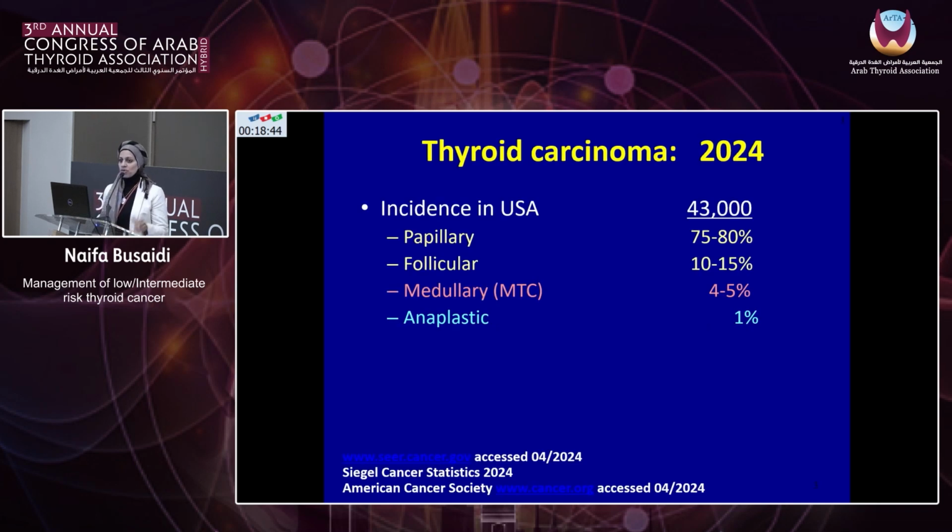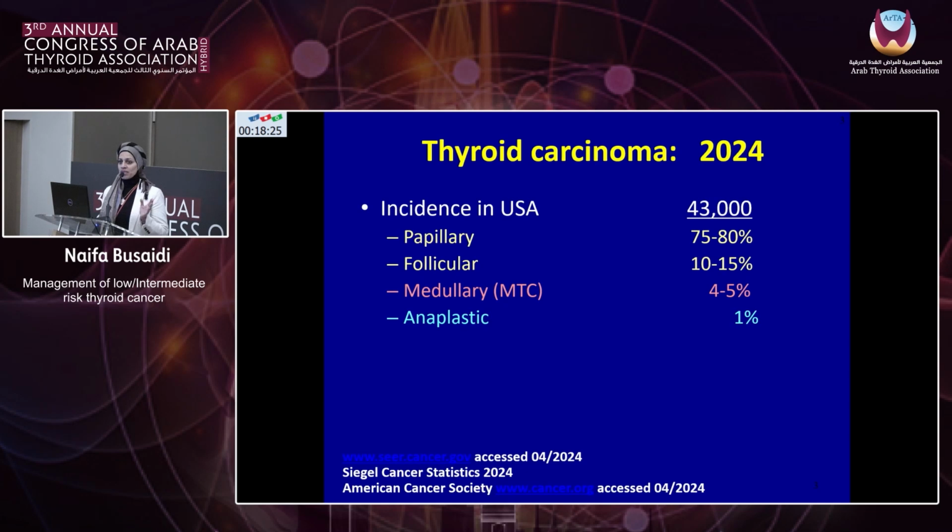So in 2024, you've seen lots of these numbers today. The incidence in the United States is 43,000. The incidence had been increasing for many years. It's finally stabilizing out and now decreasing. Other cancers had stopped increasing a long time ago, but thyroid is finally catching up.